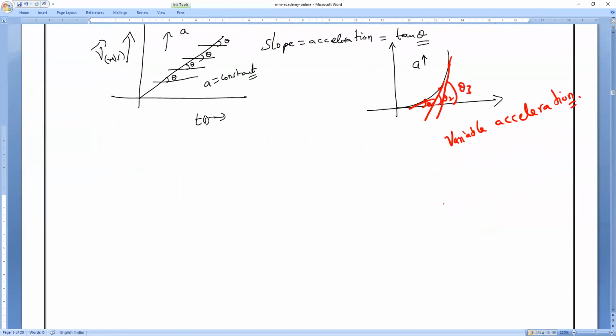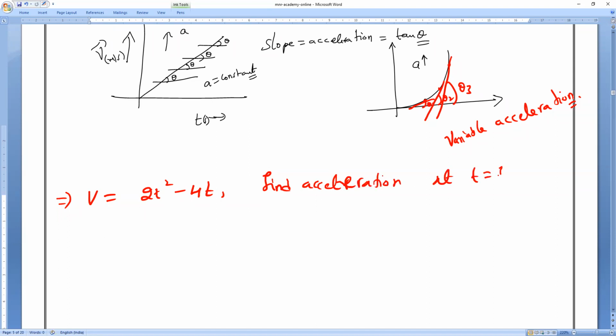Next, you can write this. First equation: v is equal to 2t square minus 4t. Find the acceleration at t equal to 3 seconds. Let me see, one minute, the meeting time is going to end. You solve it and tell me the answer, then only I'll wait.